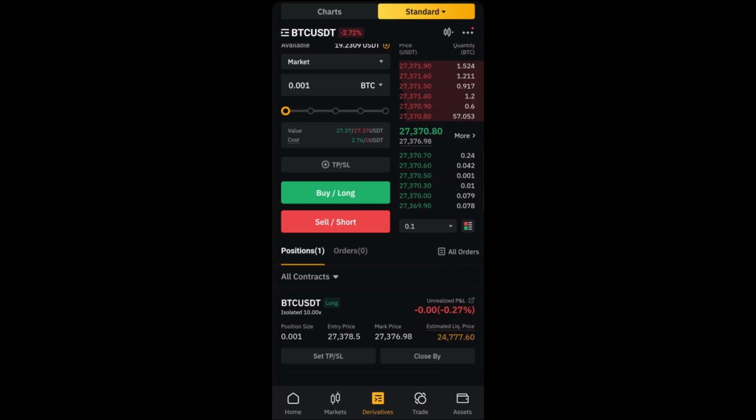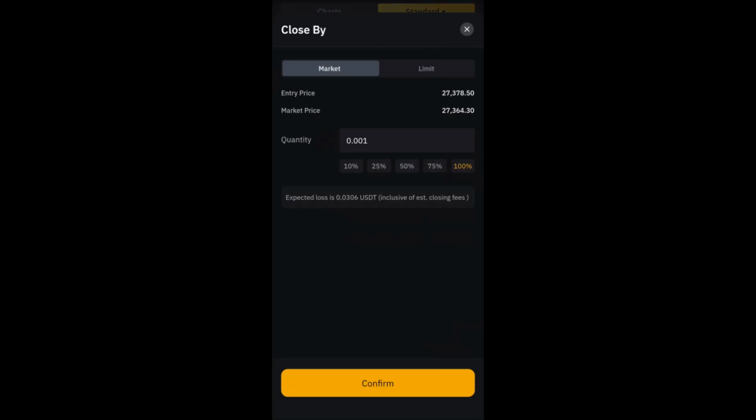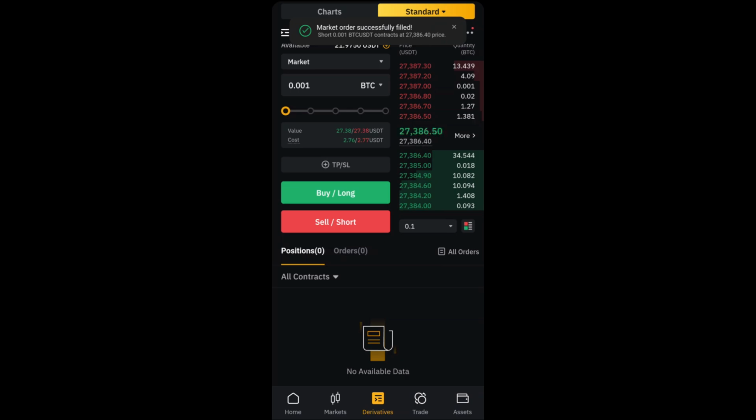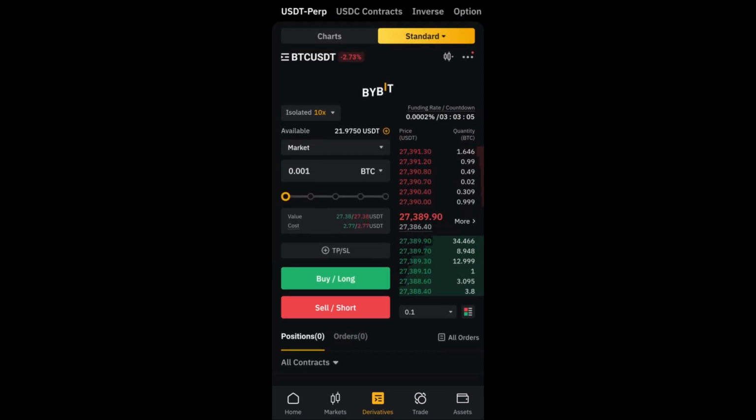Now if you want to close this trade, then click on this close option. Now select what percentage of the trade you want to close and click on the confirm option. So yes guys, this is how you execute futures trades on Bybit.